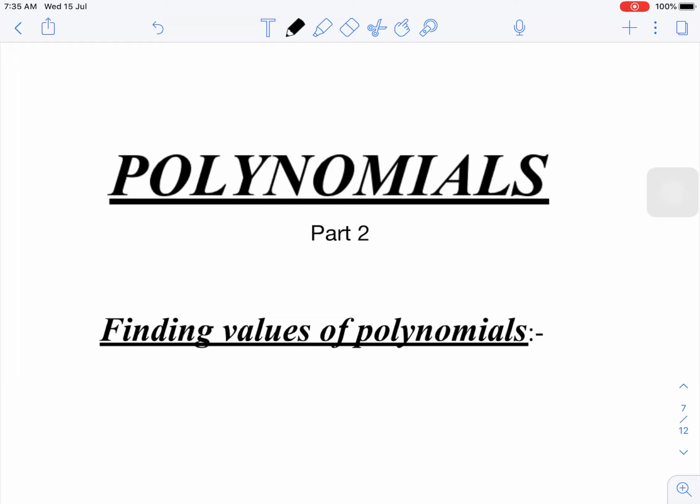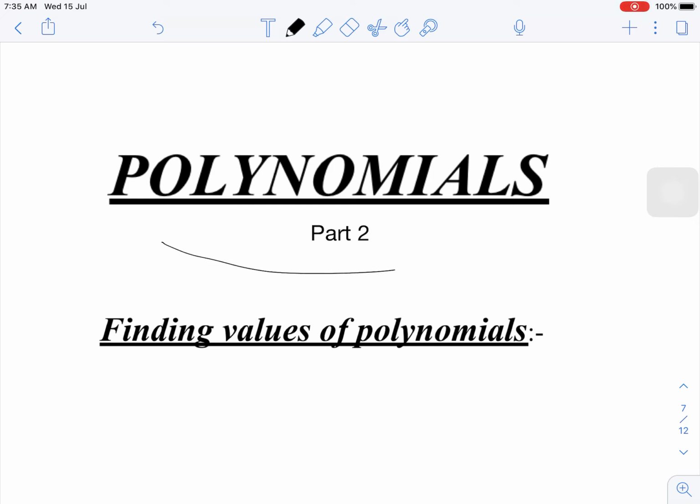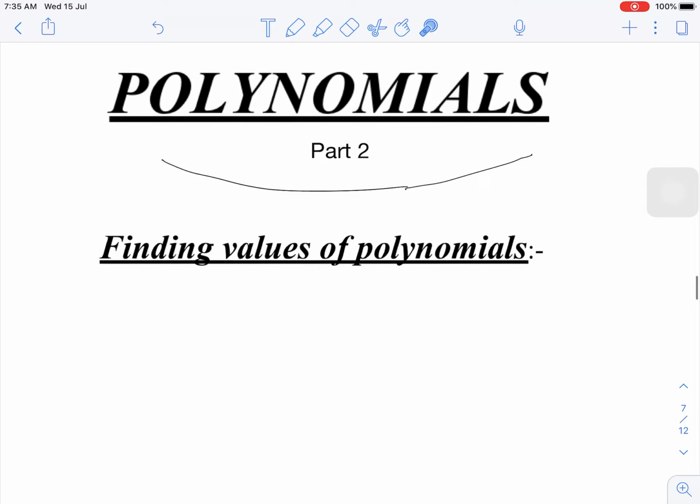Hello students. So already we have started a chapter, that is polynomials of standard 9. Today we are going to learn part 2 of this chapter, that is finding values of the polynomials. In the previous period we have already learned what polynomials are. Now today let us see how to find the values of a polynomial.